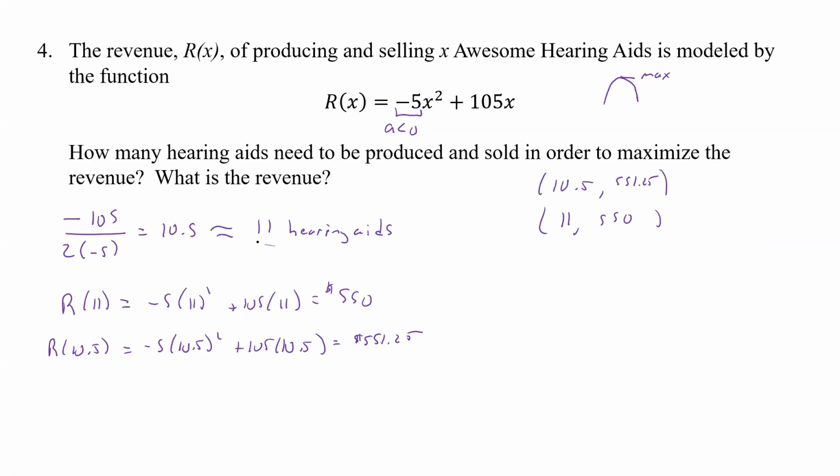And again, making whole hearing aids is going to be the key here, or whole coolers, or whole something. So that's going to be the best way to do it, is go ahead and round it up to the next number. And so that would give us the 550. If for some reason you put the 10.5, then of course your revenue is going to be a little different as well. So I think that's all I have for you on this one. Hopefully that will help.